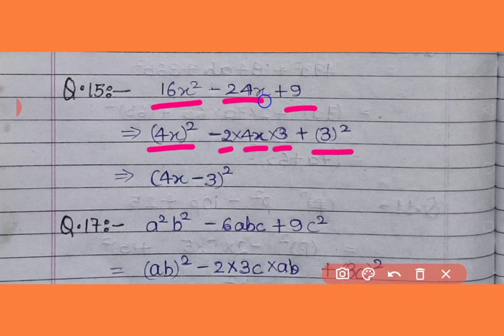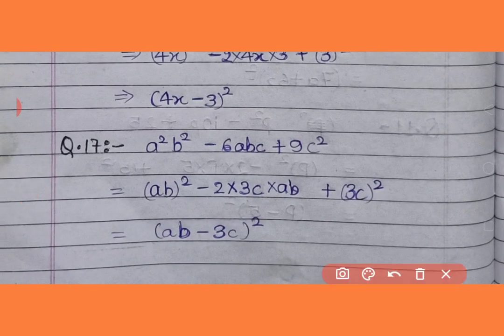It is coming 24, so it can be changed into the form of a minus b whole square. So 4 3s are 12, 12 2s are 24. It means this is the value of a and this is the value of b, so we will write it in the form of a minus b. So 4x minus 3 whole square will be the answer of this question.